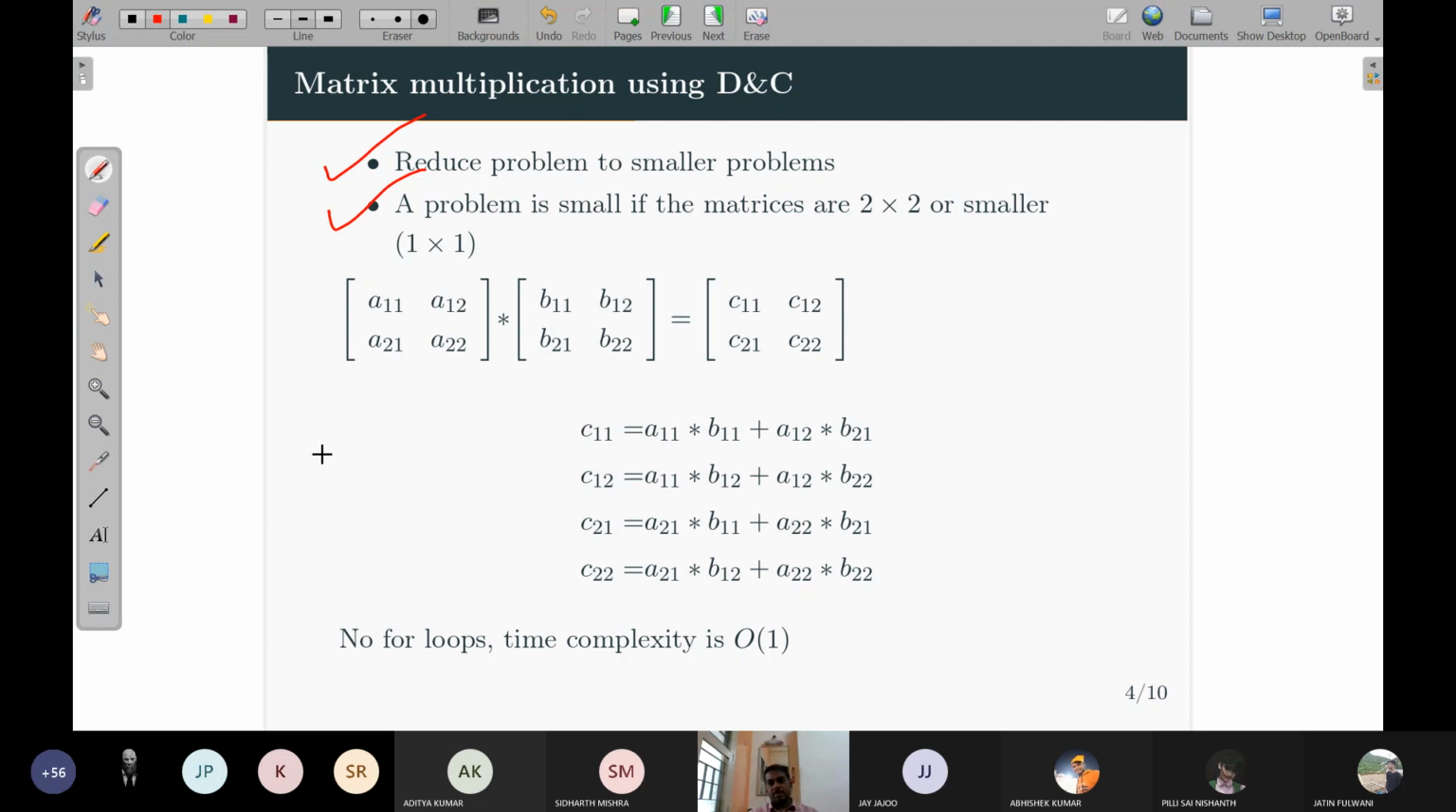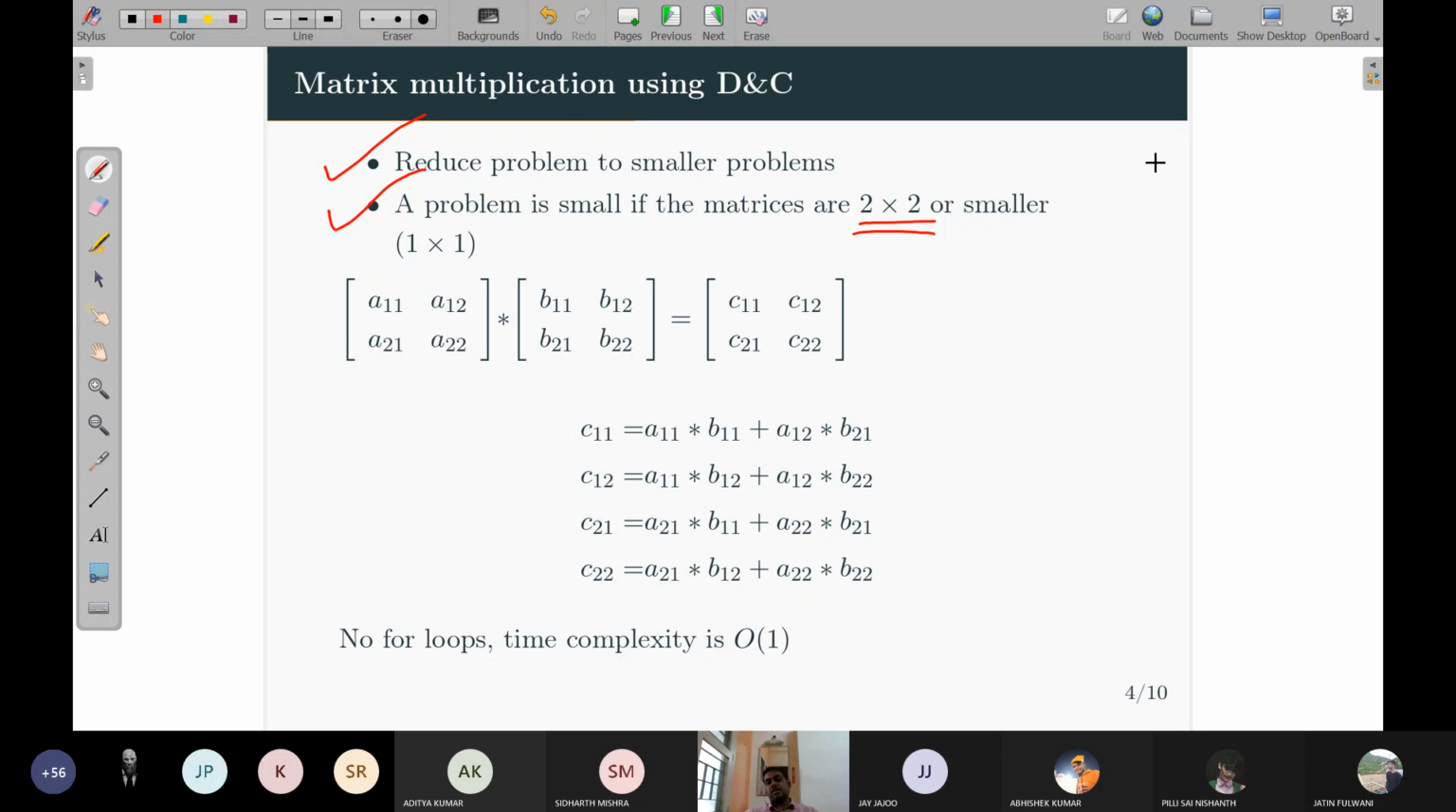So now we are about to start the problem. Up to what extent should you continue the division process? Up to any extent, according to your convenience. But here in this example, we will continue the division process until the matrices are 2 by 2 or smaller.